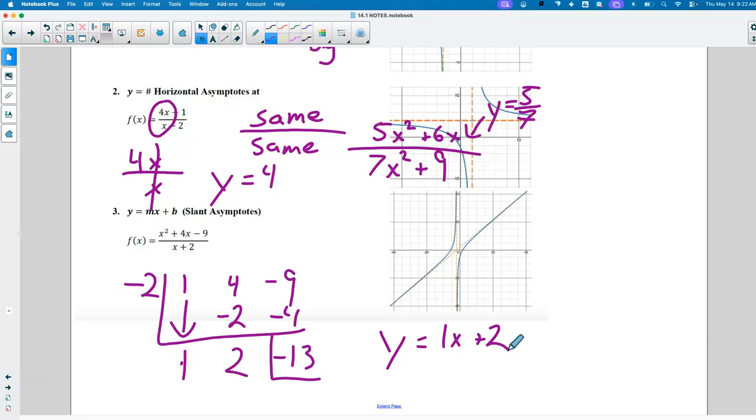So if you have the case, what degree is this on top? I'll come back to it. Where's this come from? What degree is that? 1. No, 2. That's 1. So whenever you have big over small, you have a slant asymptote. Now, the 1 and the 2.